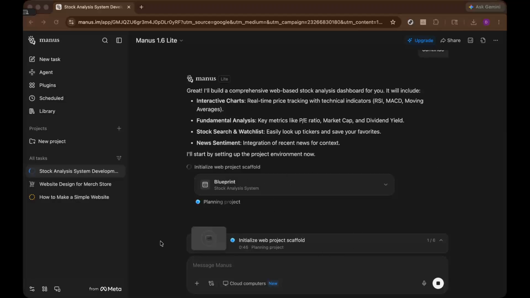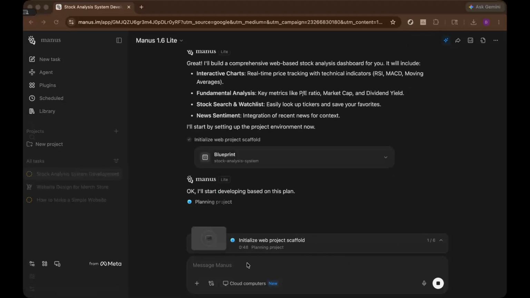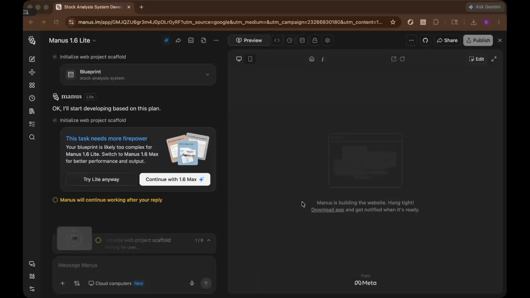Finally, always review the AI's analysis before making financial decisions, since AI-generated insights can still contain mistakes or outdated information. Now you know how to build a stock analysis workflow with Manus AI and automate parts of your investment research process.